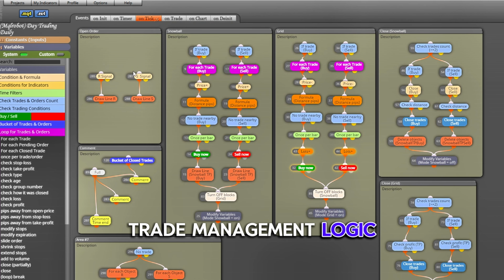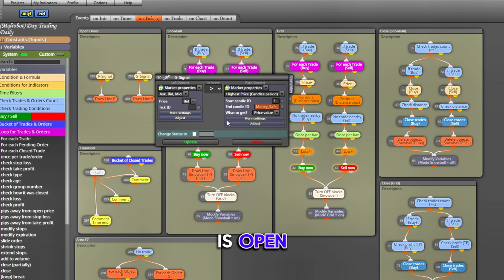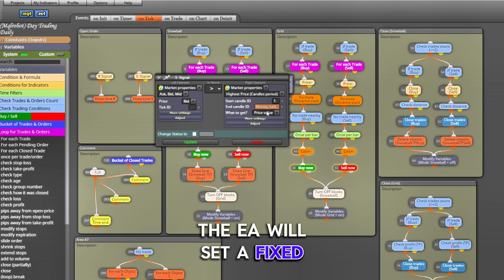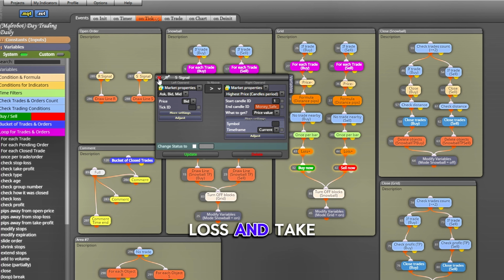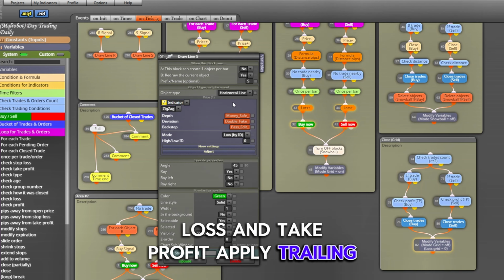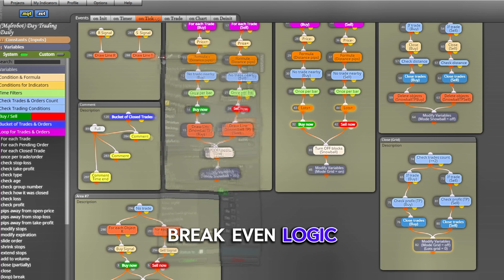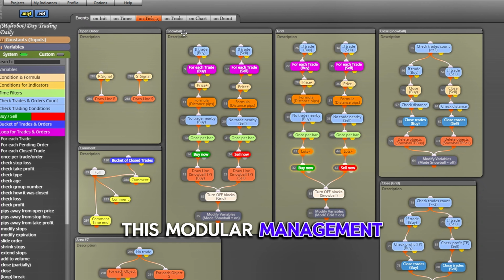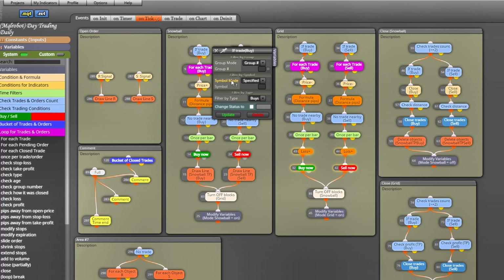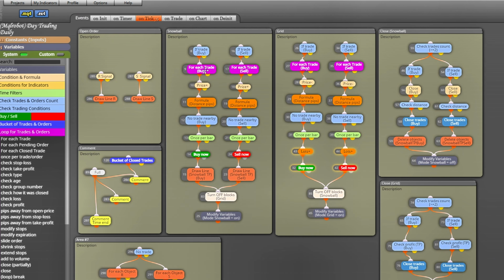Trade management logic. Once a trade is open, the EA will set a fixed or ATR-based stop loss and take profit. Apply trailing stop if enabled. Manage trades with partial closing or break-even logic. This modular management system ensures flexibility across different market conditions.